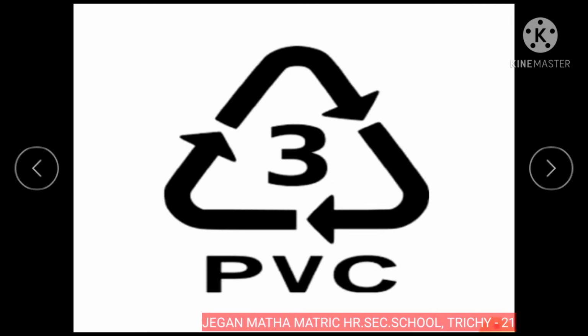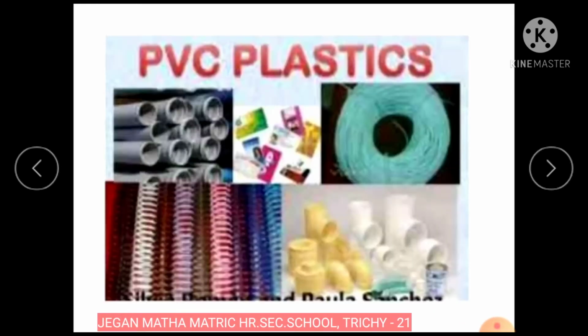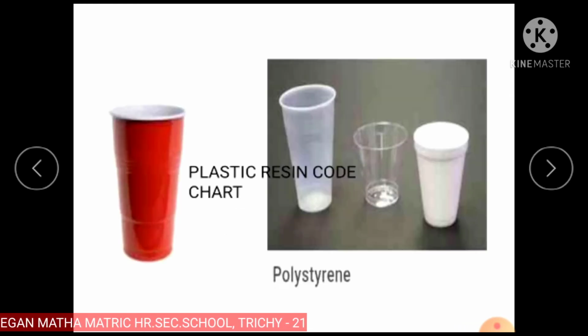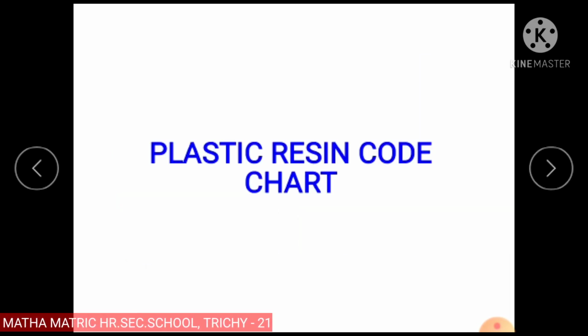There are some chemicals that are used in plastics that are dangerous for our health, animals and the environment. For example, polyvinyl chloride, PVC, resin code 3, has heavy metals such as cadmium and lead, which are harmful to our health. Polystyrene, PS, resin code 6, has styrene, which is a toxic chemical known to cause cancer.